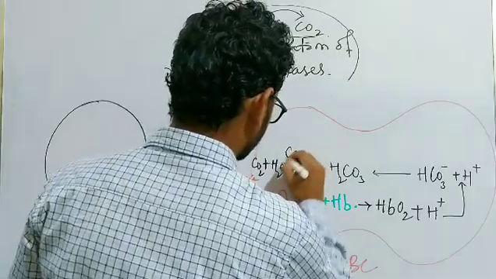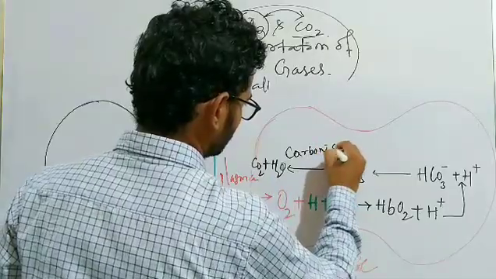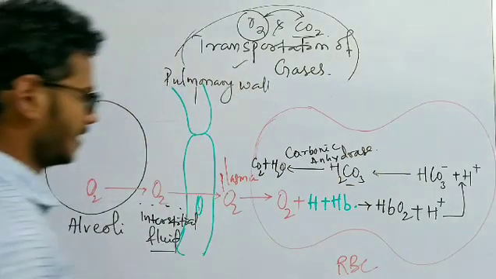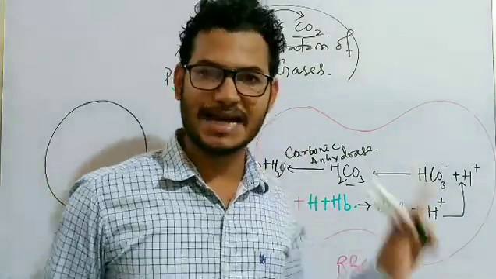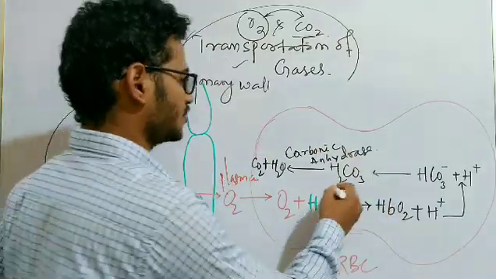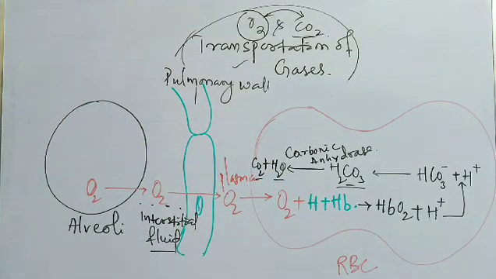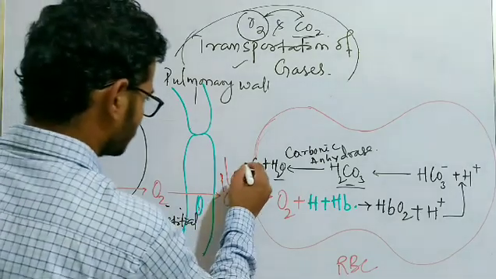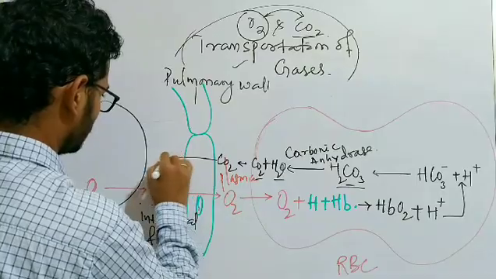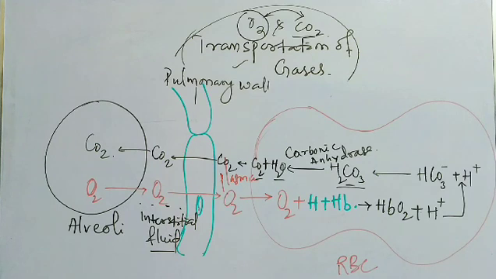So here the enzyme which acts for this conversion is carbonic anhydrase. In the presence of this very rapid enzyme, its action is very rapid, so it is also called the rapid enzyme, which converts H2CO3 to carbon dioxide and water, and this carbon dioxide comes from its higher concentration to the area of lower concentration into the alveoli.